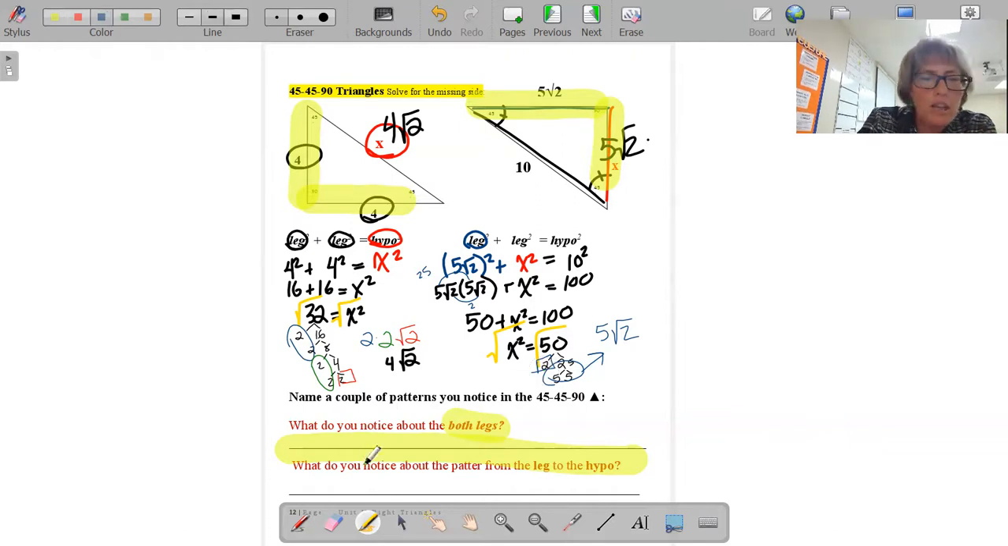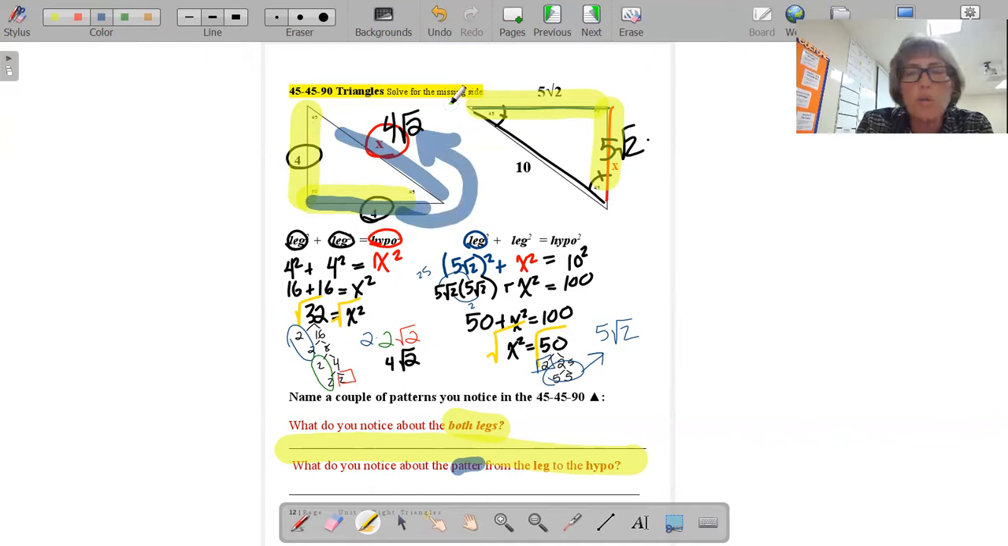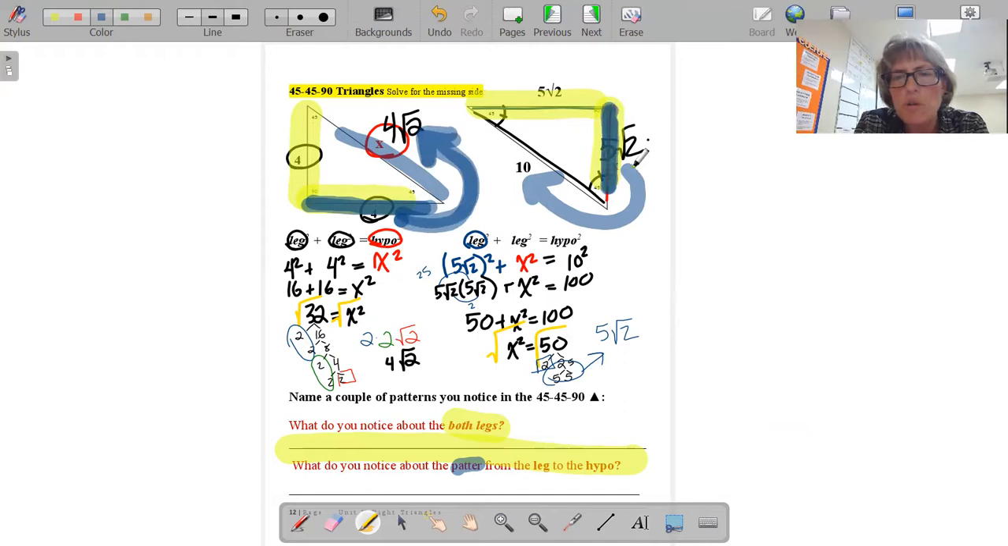Second thing, I'd like you to take a look. What do you notice about that? There should be a pattern from the leg to the hypo. So for this leg to the hypo, I'm going from 4 to 4 root 2. Here I go from 5 root 2 to 10. It's the same pattern. What's going on? It's kind of like a mystery. What happened from 4 to 4 root 2, and from 5 root 2 to 10? It's the same pattern.